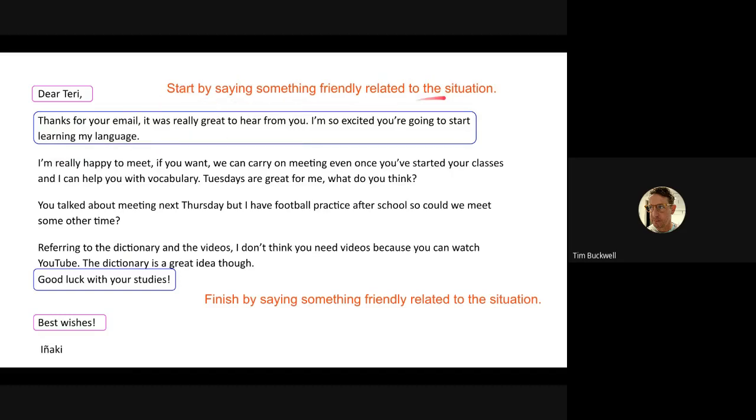Start by saying something friendly related to the situation. He's also finished by saying something friendly related to the situation. Good luck with your studies. So start and finish by saying something friendly, which is related to the situation.